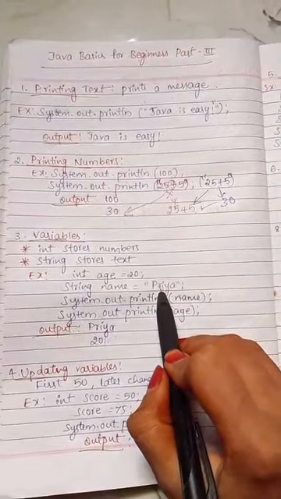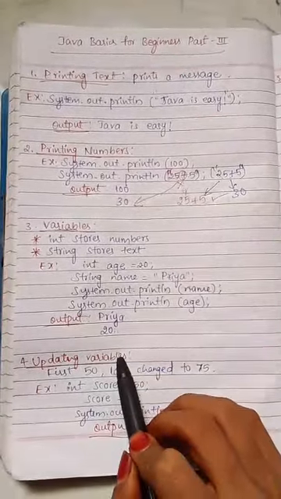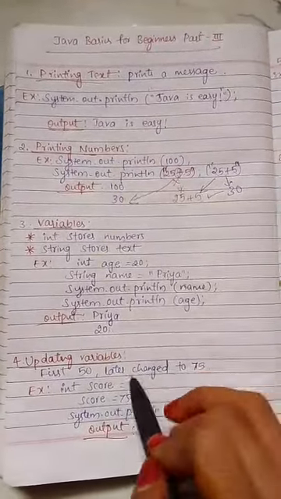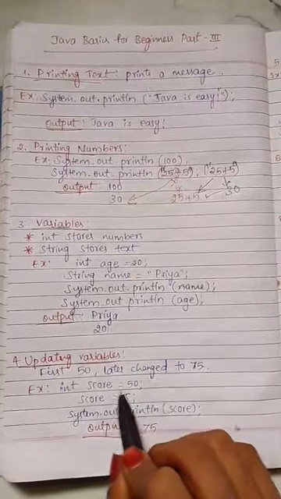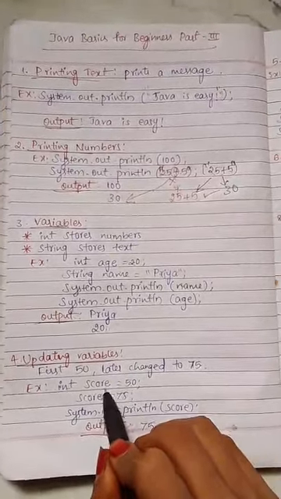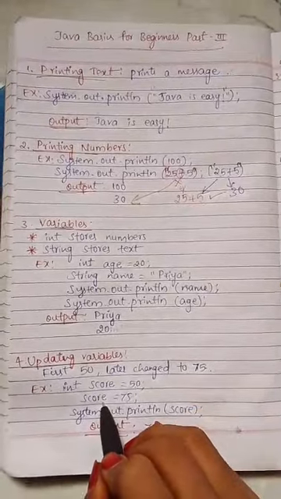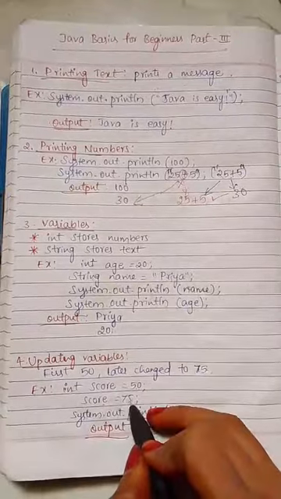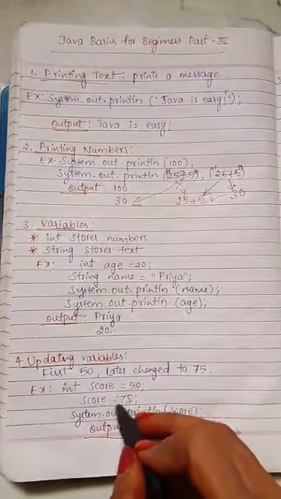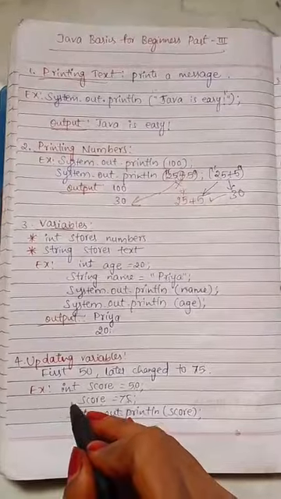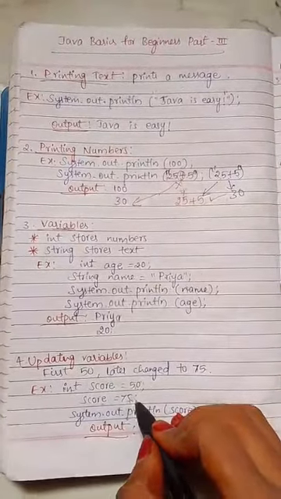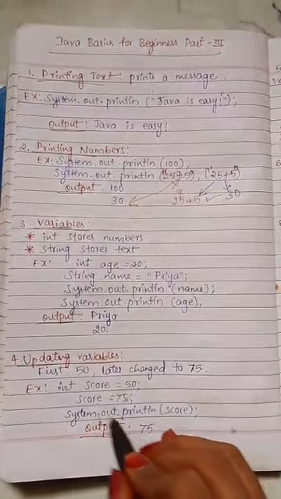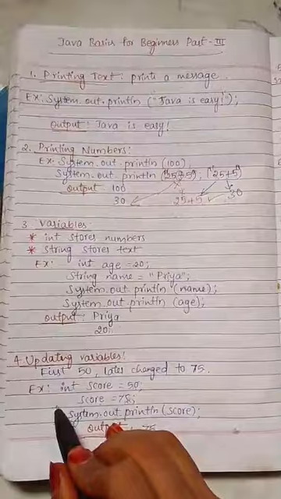This is very important. Updating the variables. First 50, later change it to 75. How? Let's see the example. Int score is 50. Here the score value is 50. Later the score value is changed to 75. It can automatically change because I didn't use any final keyword here. It will update to the latest value and print the output as 75 because I didn't use the final keyword.